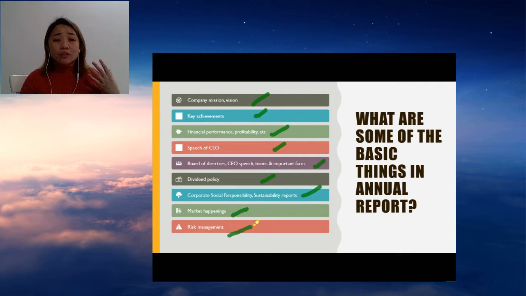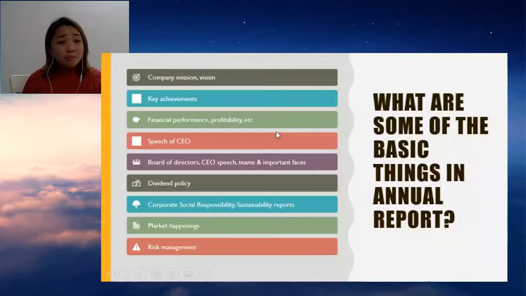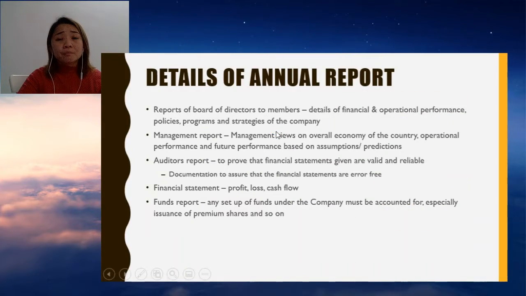All right. And of course, another one is risk management. There will always be risk in any business, right? And of course, within your annual report, you have to spell out what are some of the ways that you have done in order to overcome the risk. So, those are some of the basic things within an annual report.